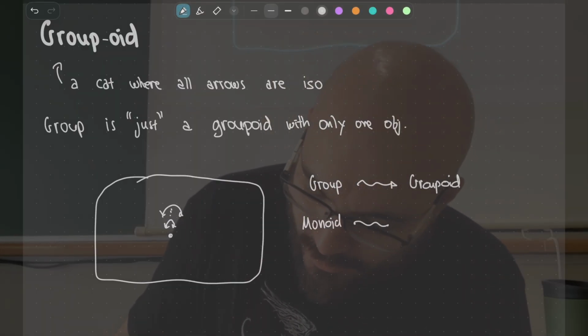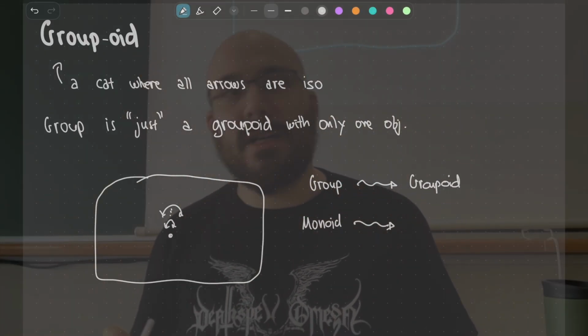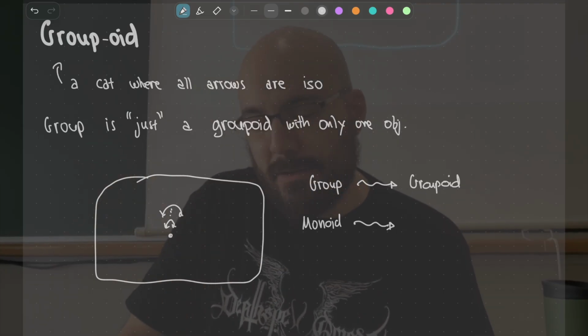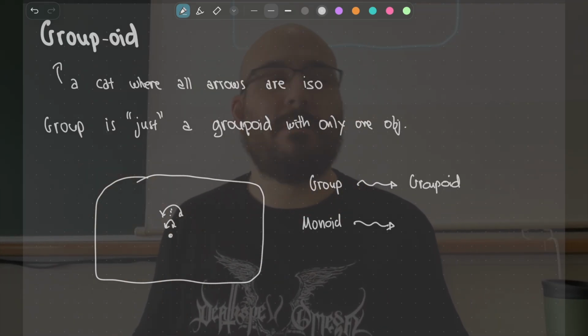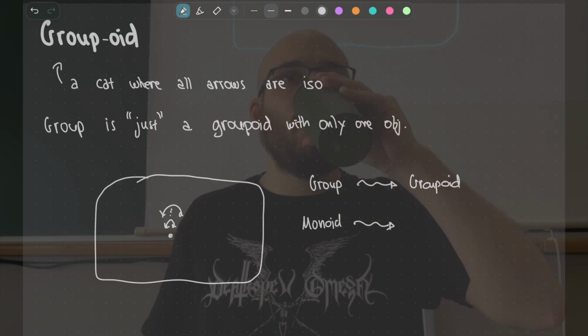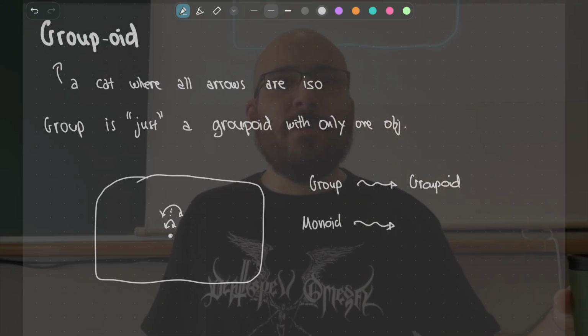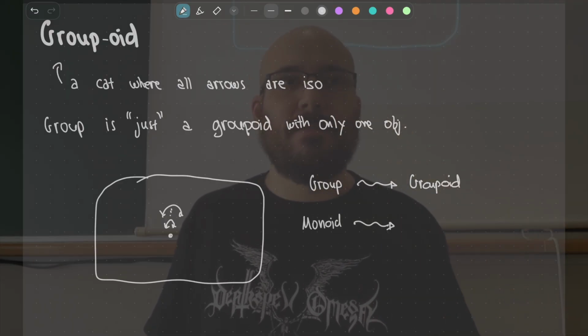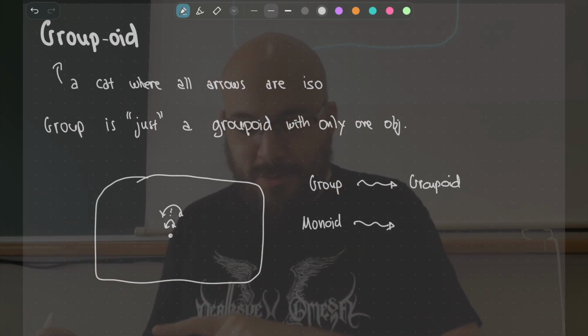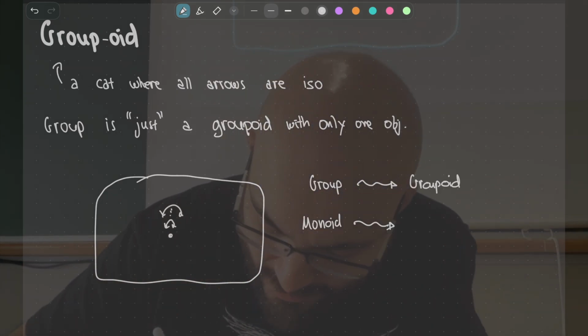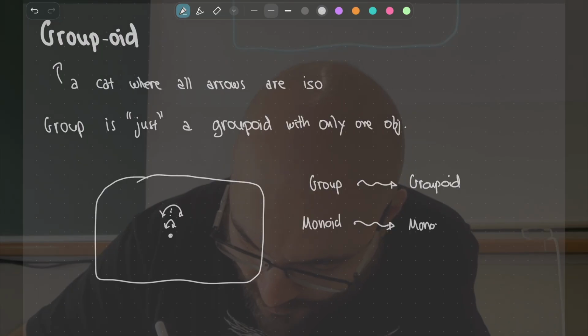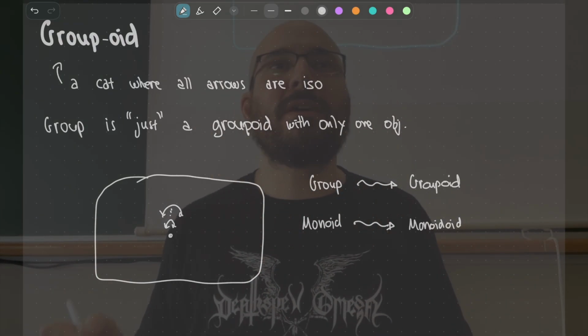So question, what goes the other way? What goes on what's here? Solve this. I mean, you can guess the word. It's the oidification of a monoid, so I'll write it down. It's a monoidoid. It sounds bad, I know, but that's why it's kind of funny.